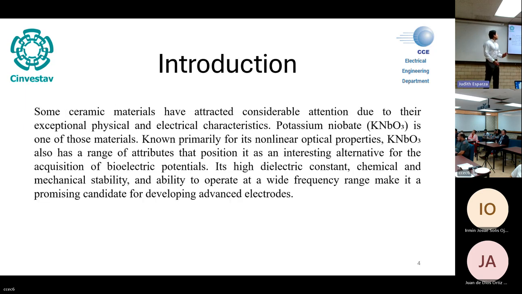Now, talking about materials, some ceramic materials have attracted considerable attention due to their exceptional physical and electrical characteristics. Potassium niobate, KNbO3, is one of those materials, known primarily for its nonlinear optical properties. This material also has a range of attributes that position it as an interesting alternative for the acquisition of bioelectric potentials. Its high dielectric constant, chemical and mechanical stability, and ability to operate over a wide frequency range make it a promising candidate for developing advanced electrodes.